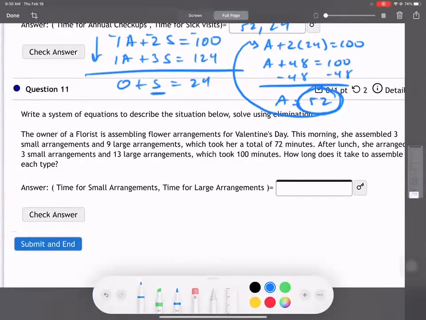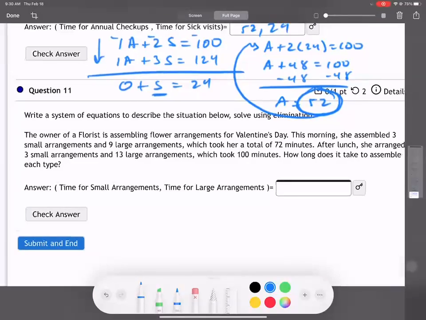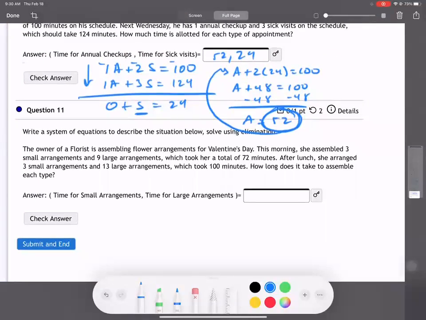Okay, let's look at number 11, our last question here. A florist is assembling flowers for Valentine's Day. This morning she assembled 3 small arrangement flowers and 9 large. And it took her a total of 72 minutes. After lunch she arranged 3 small and 13 large, and it took her a total of 100 minutes. How long does it take them to assemble each type?